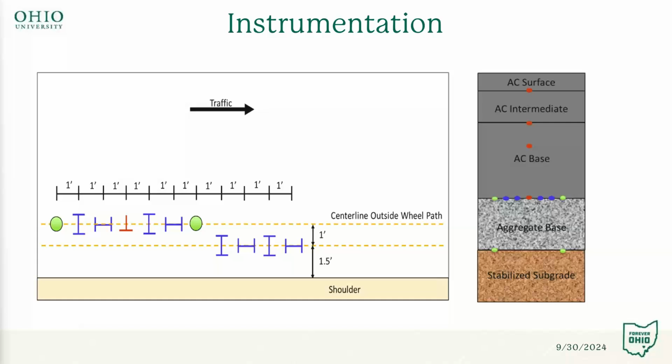Instrumentation included H-shaped strain gauges at the interface between the subgrade and the base, pressure cells placed at the interface of the subgrade and the aggregate base, and then temperature sensors placed from the bottom up. The temperature sensors were at the bottom of the AC base, in the middle of the AC base, at the interface between the intermediate and the AC base, and at the interface of the surface and the intermediate base.